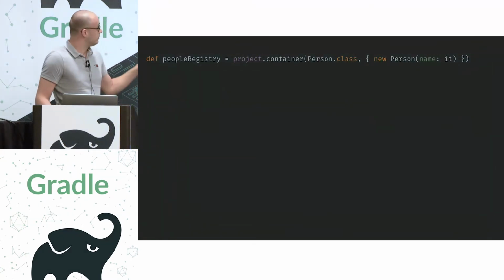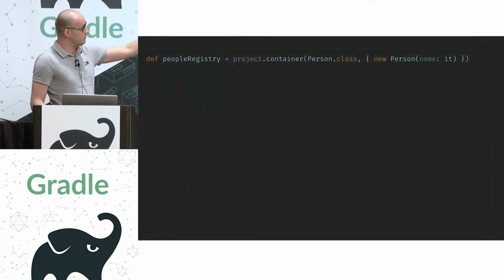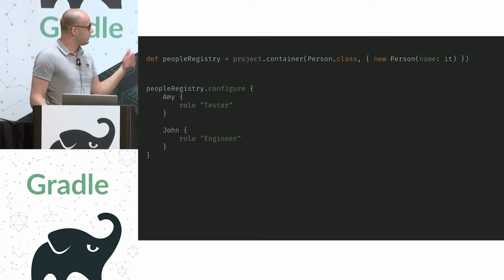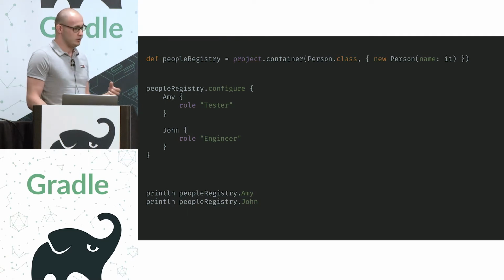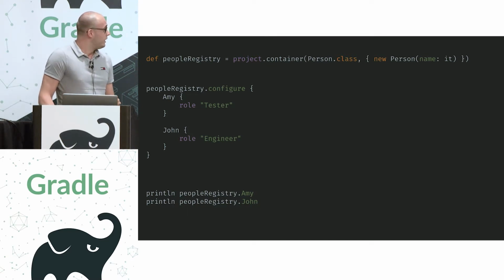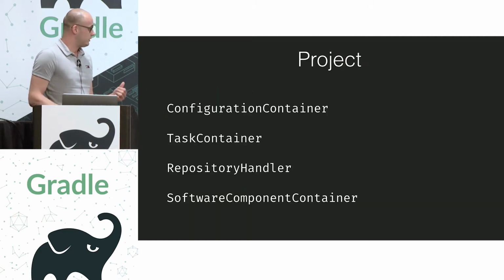So this people registry now knows how to create a person if it's not defined. And we can configure it and just add all the people, and then we can access those. And we didn't have to create a new person manually. The container already knew how to do that. And we have lots of domain object collections on a project.